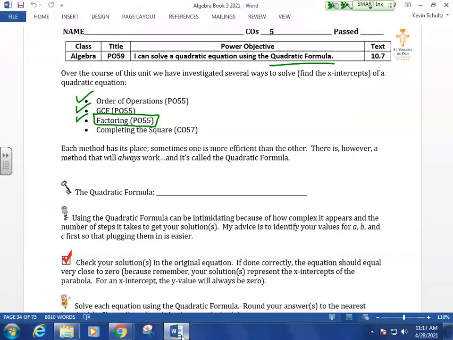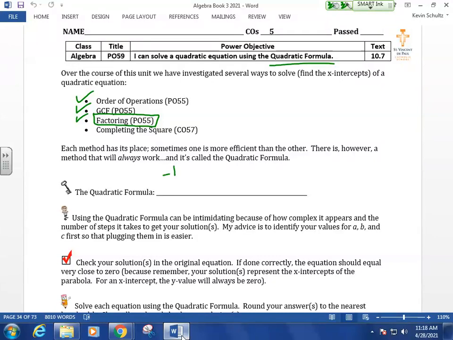The quadratic formula will always work, no matter what your equation is, whether it's ax squared plus c, which is typically the order of operations, whether it's ax squared plus bx, which is GCF, whether it's ax squared plus bx plus c, which is factoring, it will always work. So am I telling you that you can essentially forget everything you learned about PO55? Well, yeah, kind of, because PO59 is all you really need to know, okay? And the quadratic formula is this.